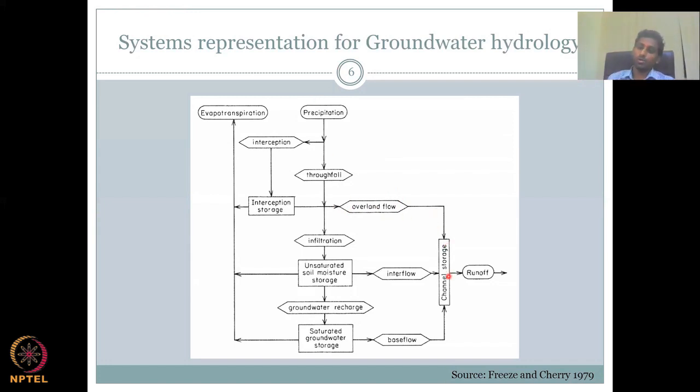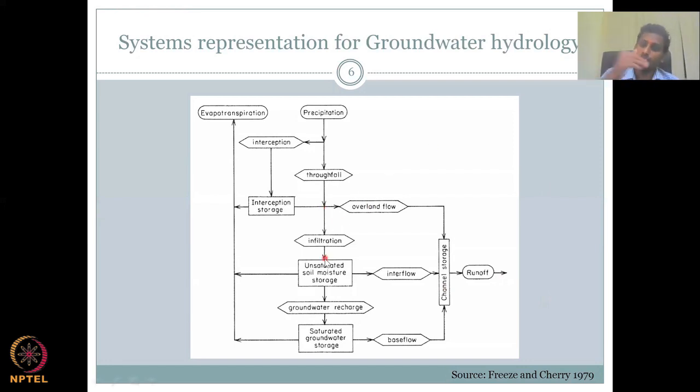Where will the water flow? All the water around the ground will flow and find a low depression, and it will go through that depression, and that is your channel storage, river, stream, etc. So all the water would come down and go into the channel storage and then goes as runoff. Okay, so I'm closing this loop now. So what is remaining is infiltration.